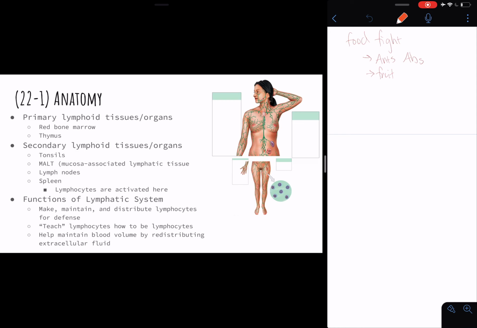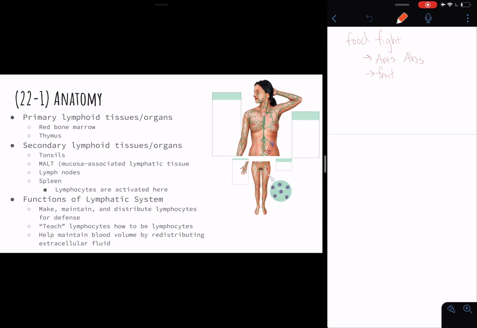Then we also have secondary lymphoid tissue and organs. That includes the tonsils, MALT, which is mucosa-associated lymphatic tissue. We've got lymph nodes. We also have the spleen as well. And the spleen is where we're going to be cleaning out red blood cells and white blood cells and recycling their parts so they can be reused again.